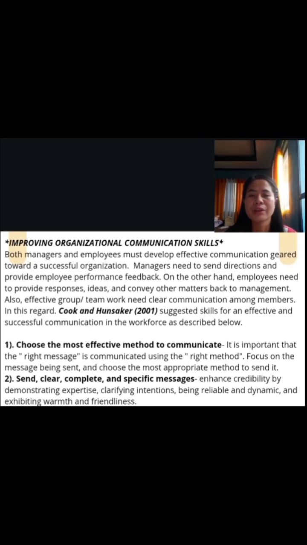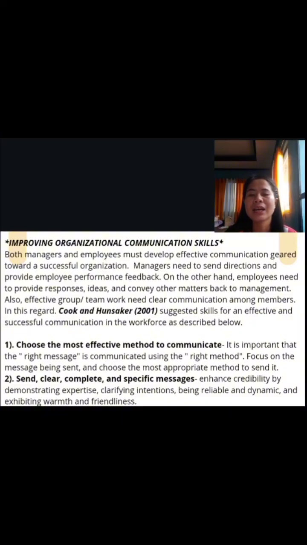So, let's proceed to improving organizational communication skills. Both managers and employees must develop effective communication geared toward a successful organization. Managers need to send directions and provide employee performance feedback. On the other hand, employees need to provide responses, ideas, and convey other matters back to the management. Also, effective group teamwork needs clear communication among members.